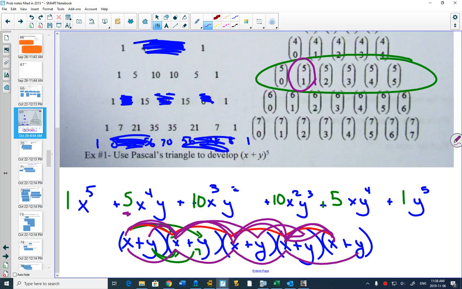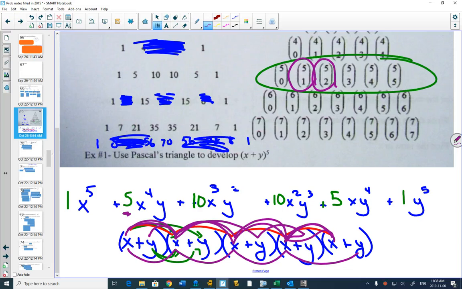The next number is 10. Why are there 10 x cubed y squareds? Well, how many ways could I choose 2 y's? 5 choose 2. 10 ways. That's in those hops, bumps, skips, jumps, whatever you want to call them. If you drew all the paths, you would get 10 of them that have 2 y's and 3 x's. And what's really neat is I've been talking about the y's, but 5 choose 2 y's is the same as 5 choose 3 x's. Those numbers are the same.